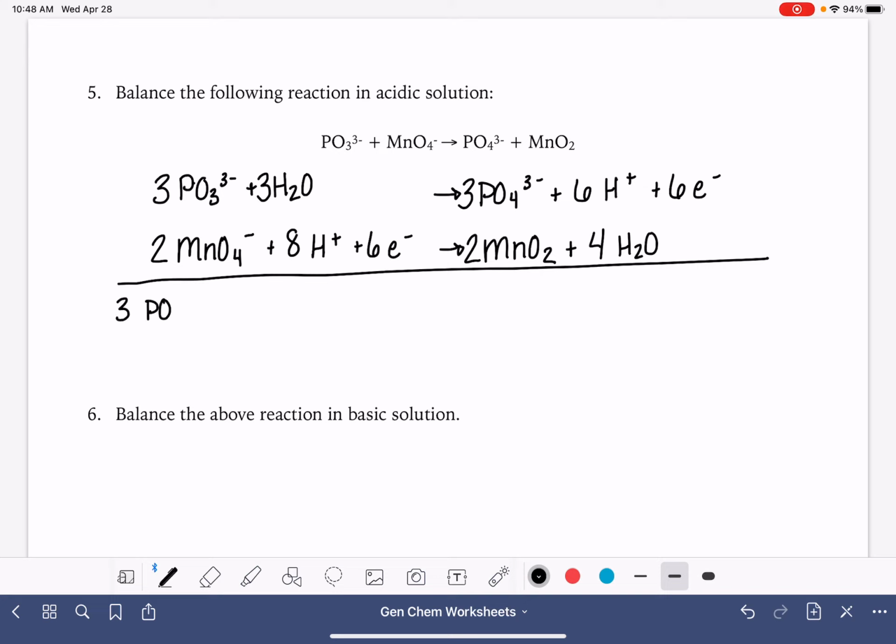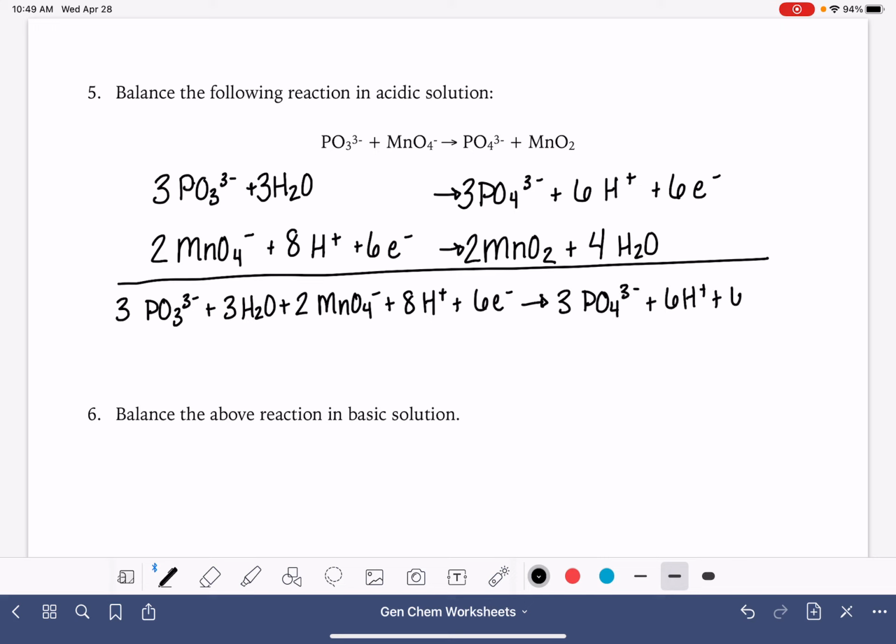3 PO3 3- plus 3 H2O plus 2 MnO4- plus 8H+ plus 6 electrons, those are all of our reactants, going to 3 PO4 3- plus 6H+ plus 6 electrons plus 2 MnO2 plus 4H2O. Let's take a look at what we can cancel. We should always be able to cancel the electrons. We'll get rid of those.